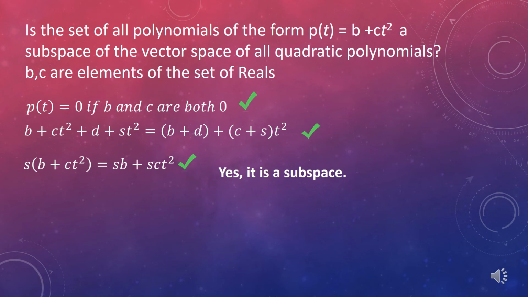Okay, so we're taking a subset b plus ct squared. Now it has the 0 because b and c could both be 0. And if I add 2 forms of the form we're talking about, I get a constant plus a scalar times t squared. It fits the same form, so it's closed under addition. And if I multiply one of those forms by a scalar, I also get a number plus a coefficient times t squared, so it fits the form. So it satisfies all three criteria to be a subspace. So it is a subspace.